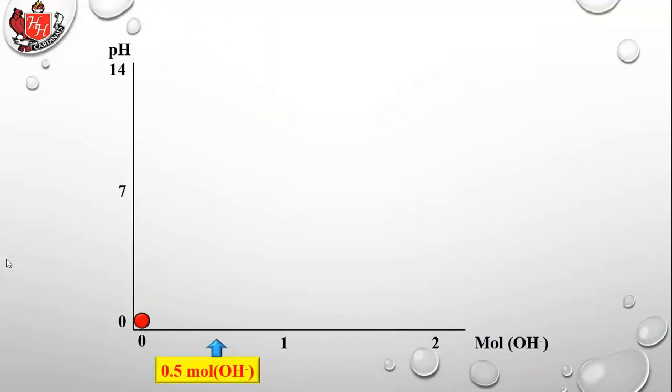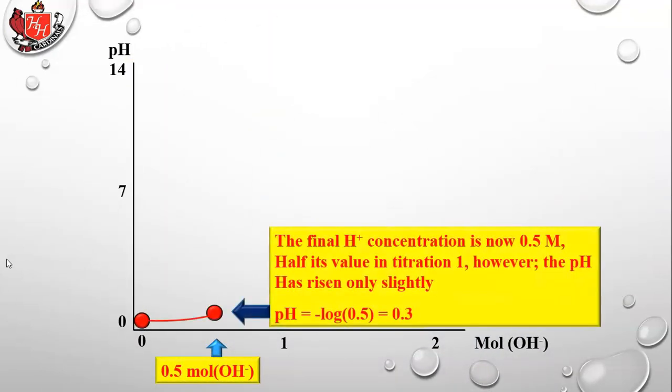So let's graph that, and we're going to put that right there. The final H plus concentration is now 0.5 mole, half of its value in titration 1. However, even though it's only half the value it was in the first titration, the pH has risen only slightly. It's gone from 0 up to 0.3. So you see the line down at the bottom there is still fairly flat.